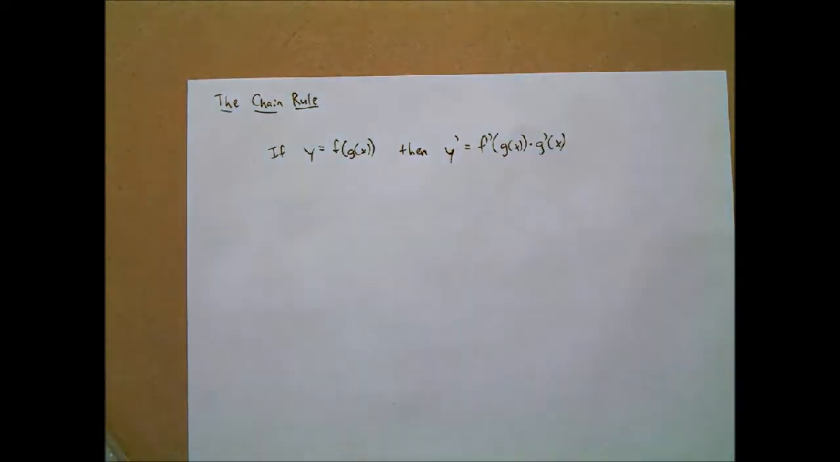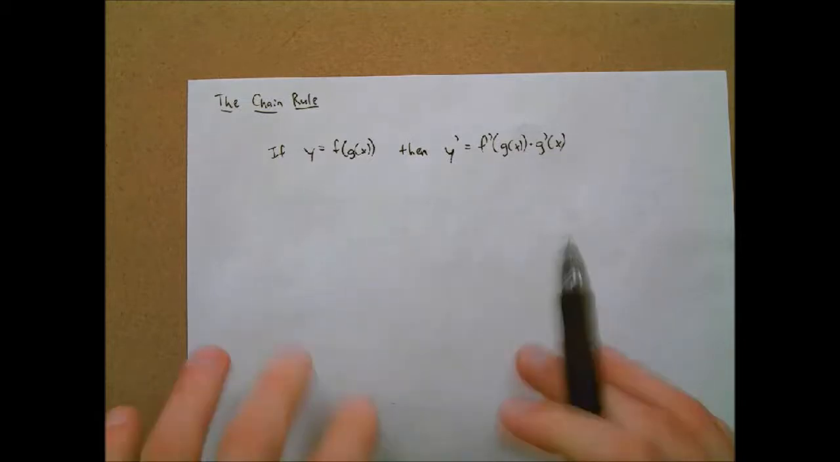So you have functions inside of functions. You take the derivative of the outermost layer, leave the inner layer alone, and then you multiply by the derivative of the inner layer. With the chain rule, you're looking at functions that have layers, kind of like onions and ogres. All right, let's try an example.